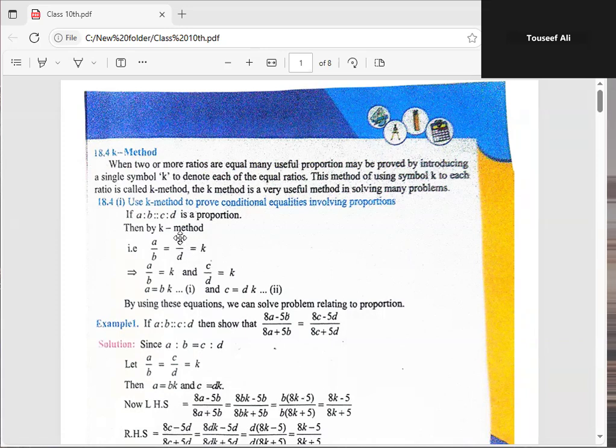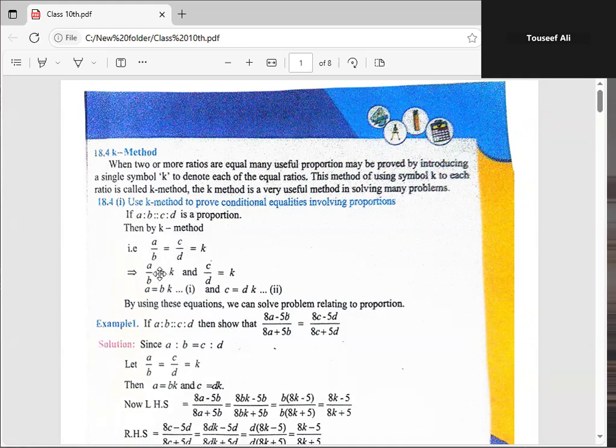Now, first, it may be two or three ratios. For example, if we have two ratios, A ratio B proportion C ratio D, this is in proportion form. By using the K method, the ratio means divide and the proportion means equal. So A divided by B equals C divided by D equals K. We let these ratios equal a constant number, which is K. This means that A divided by B equals K and C divided by D also equals K.